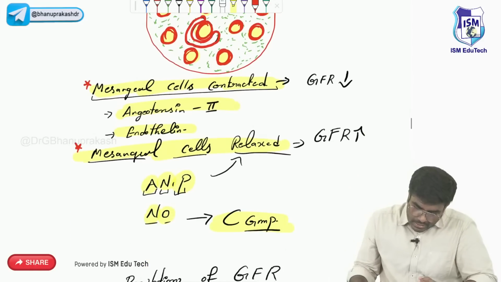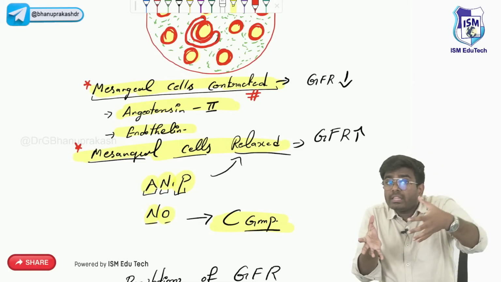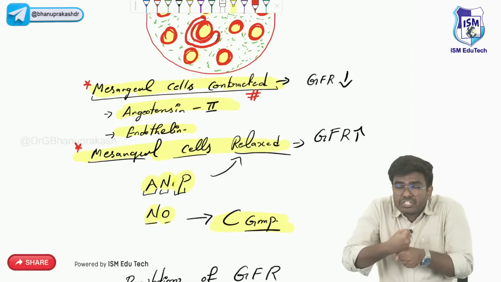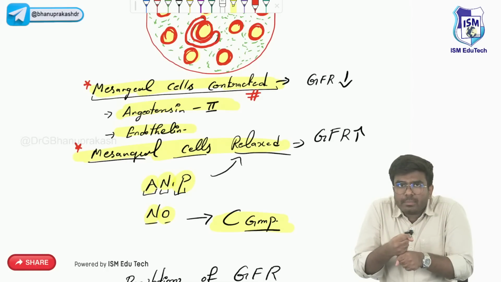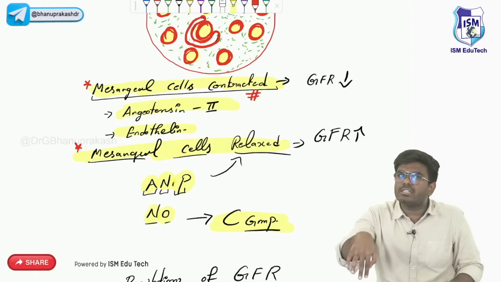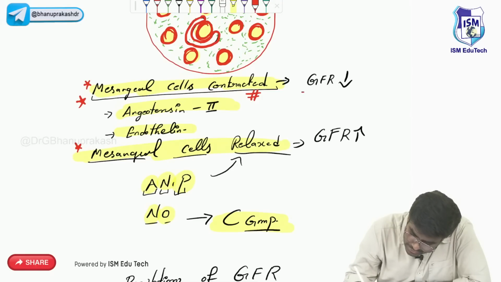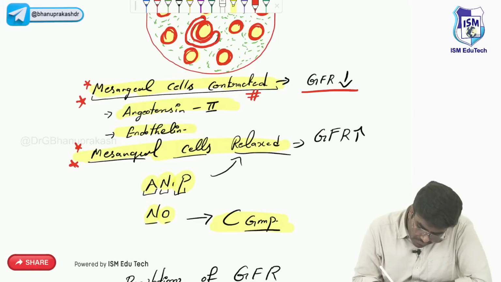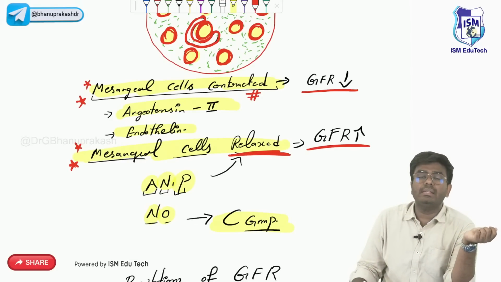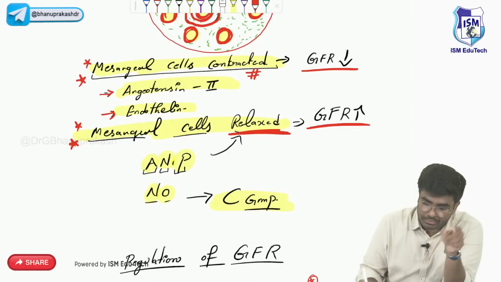How, sir? Very simple. Mesangial cells are surrounding the glomerular capillaries. If mesangial cells are contracted, the glomerular capillaries are constricted. If glomerular capillaries are constricted, the amount of blood going through the capillaries decreases, automatically GFR decreases. So a very, very important point: mesangial cell contraction decreases the GFR. Vice versa, if mesangial cells are relaxed, what happened to the GFR? GFR increases, sir.